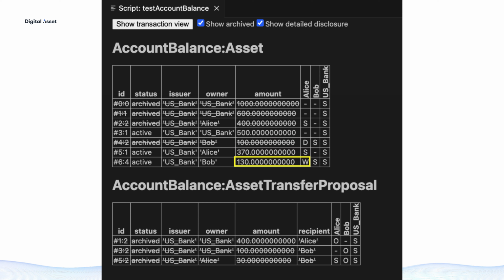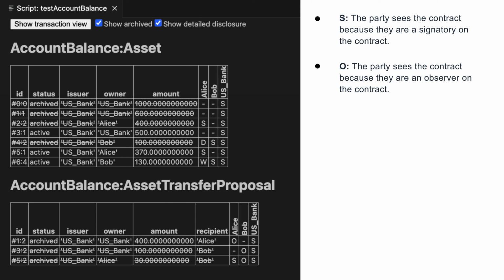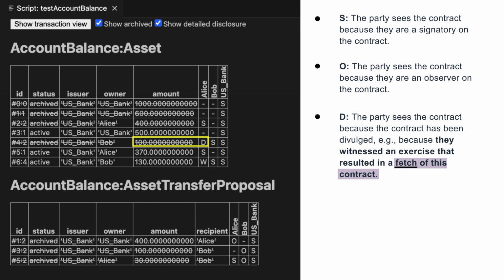On the other hand, in the last row, which shows Bob's total account balance of $130, Alice is marked W, which stands for witness. As you know, the S stands for signatory of the contract and O stands for observer for the contract. The D indicates that the contract has been divulged to a non-stakeholder, such as Alice, because they witnessed an exercise that resulted in a fetch of this contract.